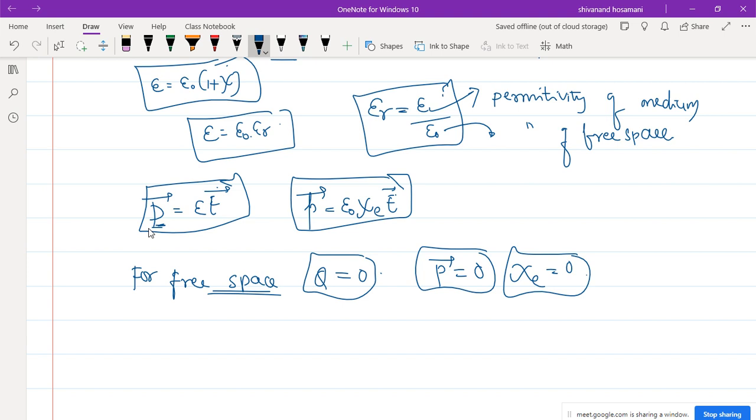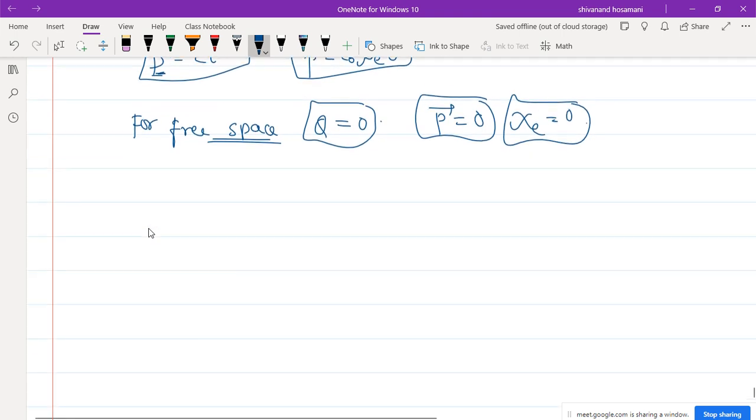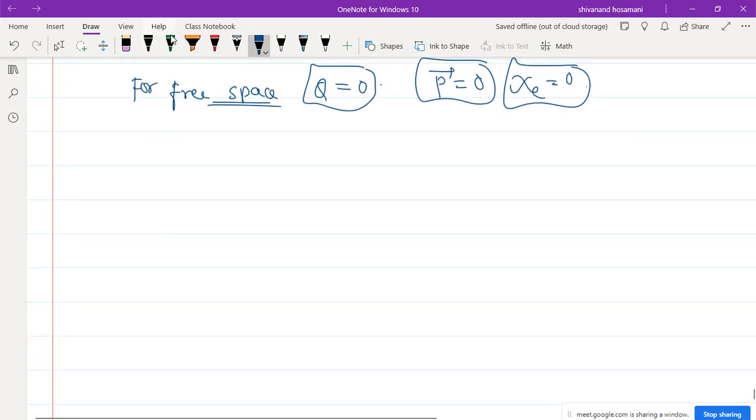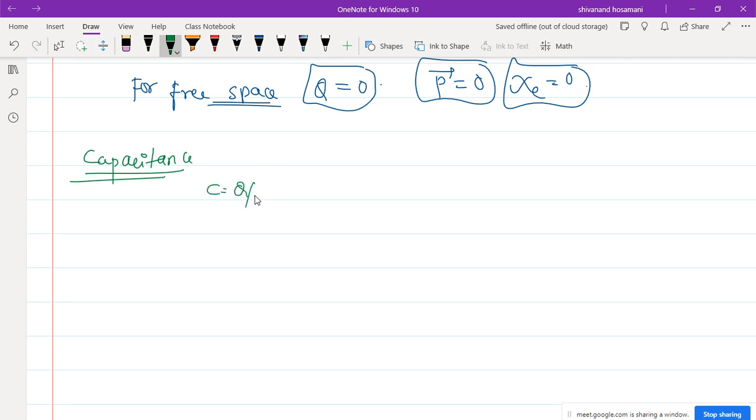Okay. The next concept is about capacitance. How do we define the capacitance? It is C is equal to Q divided by V. It is the ability to store charge. Therefore, Q can be written as C into V.